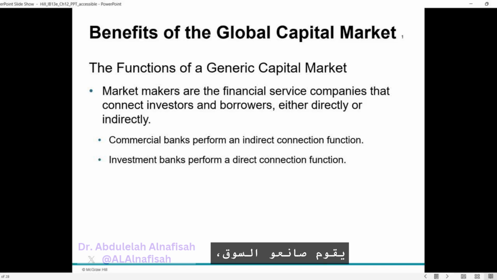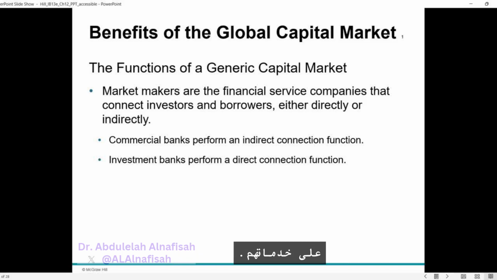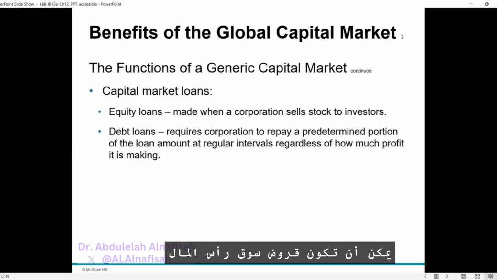Market makers, including commercial banks and investment banks, facilitate connections between investors and borrowers, either indirectly through deposits and lending or directly by charging commissions for their services. Capital market loans to corporations can be equity loans through stock sales or debt loans, with repayment of principal plus interest.